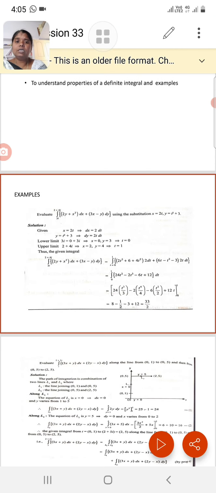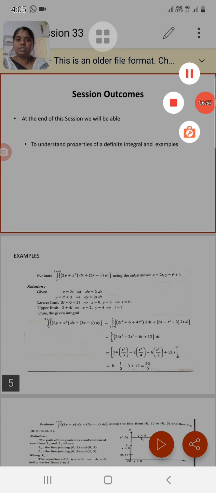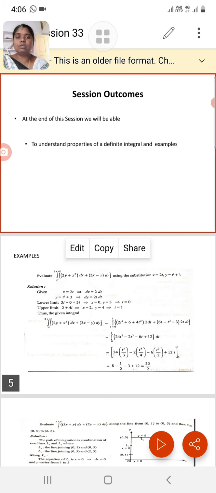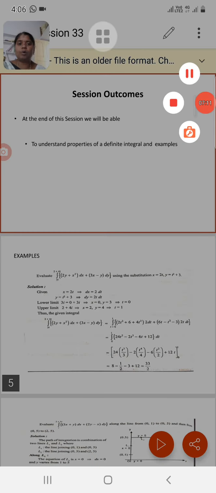And here we used only two properties, that is property number 4 as well as property number 2. We will go through some more examples related to the same property in the next class.